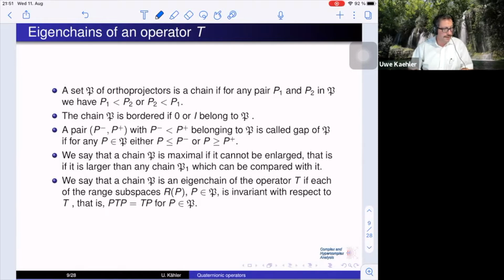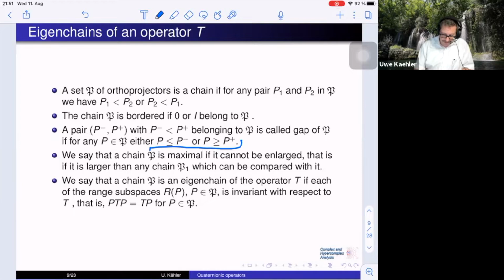And if you have a pair of operators inside that chain, then of course you call a gap any pair for which there's nothing in between. That's basically what we're saying here. So there's nothing in between, so it's a gap. And the chain is maximal if it cannot be enlarged, so that whatever you want to add is not going to be in it. The classic example, of course, is a resolution of the identity.